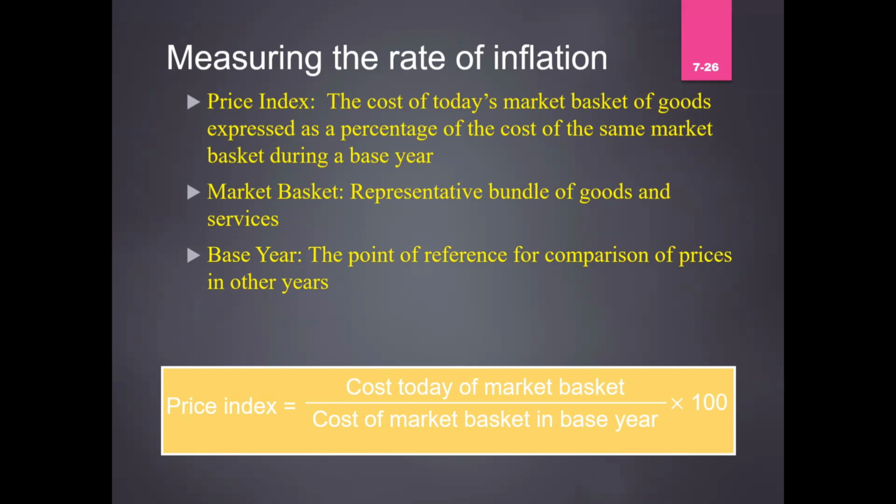So the formula for the price index is the cost of today's market basket divided by the cost of the market basket in a given base year, times 100, of course.